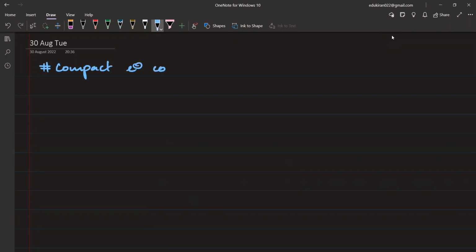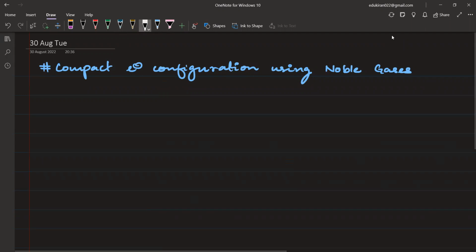Compact electronic configuration using noble gases. First thing is that you have to remember the noble gases. What are the noble gases?